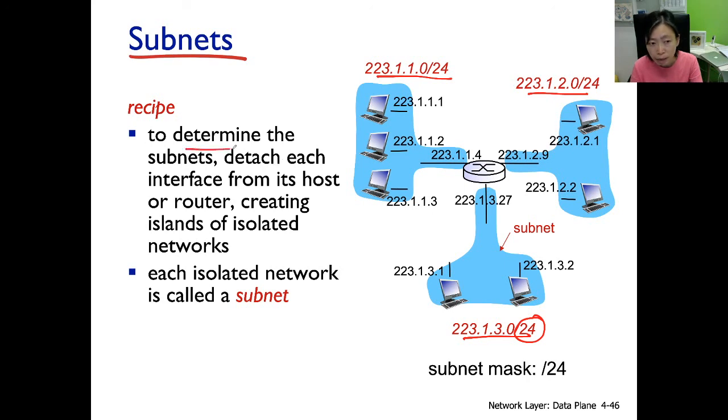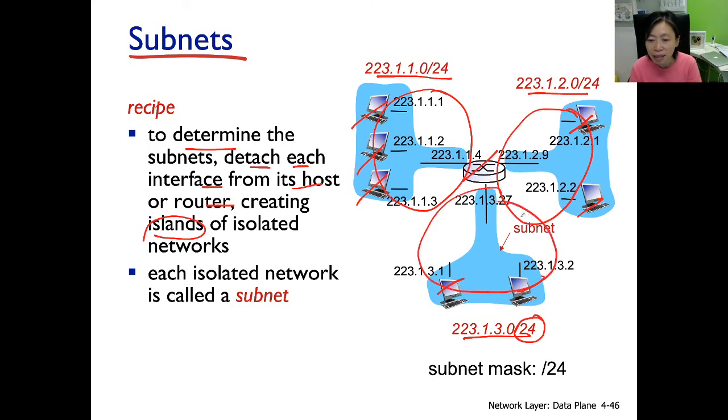To determine the number of subnets you have, you need to detach each interface from its host or router. As a result, it's going to create an island of these isolated networks. So let's detach host, host, host, router, host, host, host, host. We get one island of these network interface cards, and another island of network interface cards. Each isolated island is a subnet.